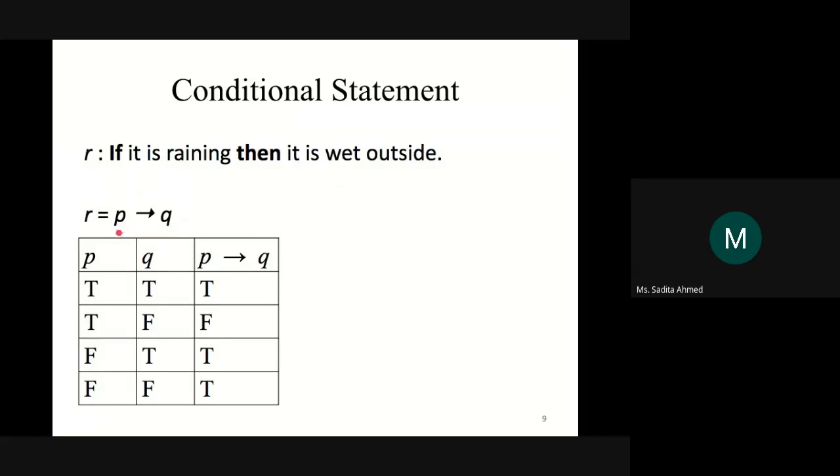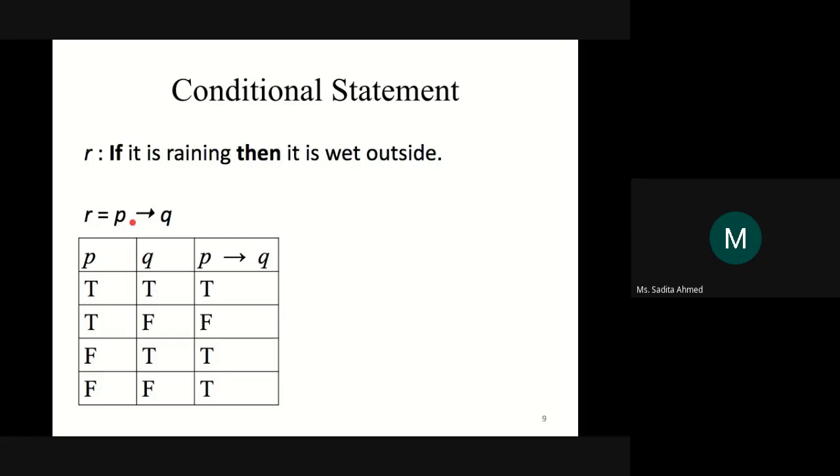Or in other words, if in the question this statement is not given, you know what P stands for, you know what Q stands for, and you're told that R is equal to P implies Q. From here as well, you can say that R must stand for the statement, if it is raining, then it is wet outside, based on this implication. All right, that's how we do it.